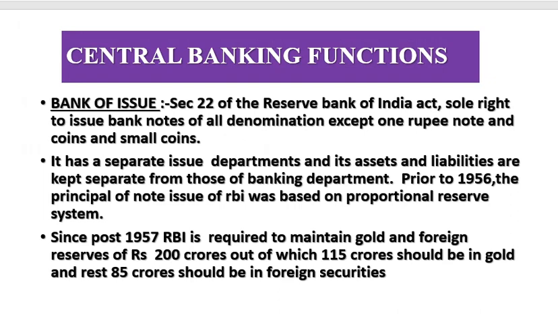Before 1956, the principle of note issue of Reserve Bank of India was based on the proportional reserve system, but after 1957 it is required to maintain gold and foreign reserves of rupees 200 crore, out of which 115 crore should be in gold and the rest 85 crore should be in foreign securities.